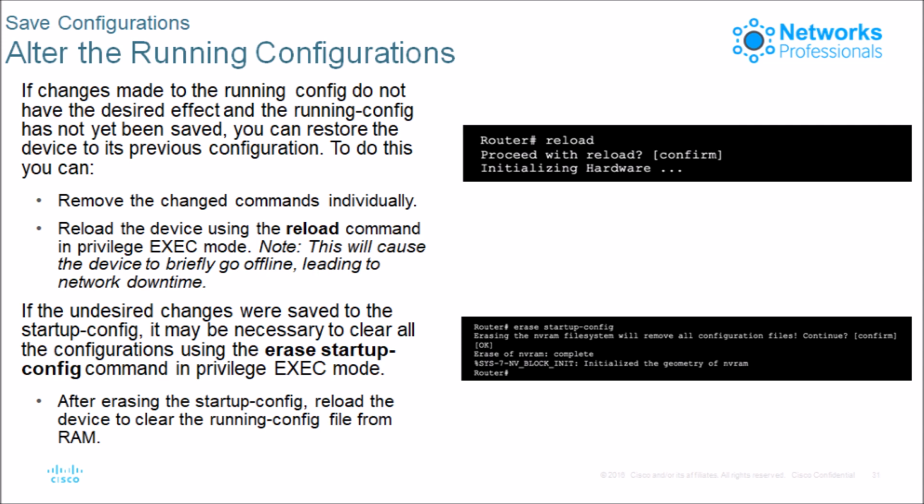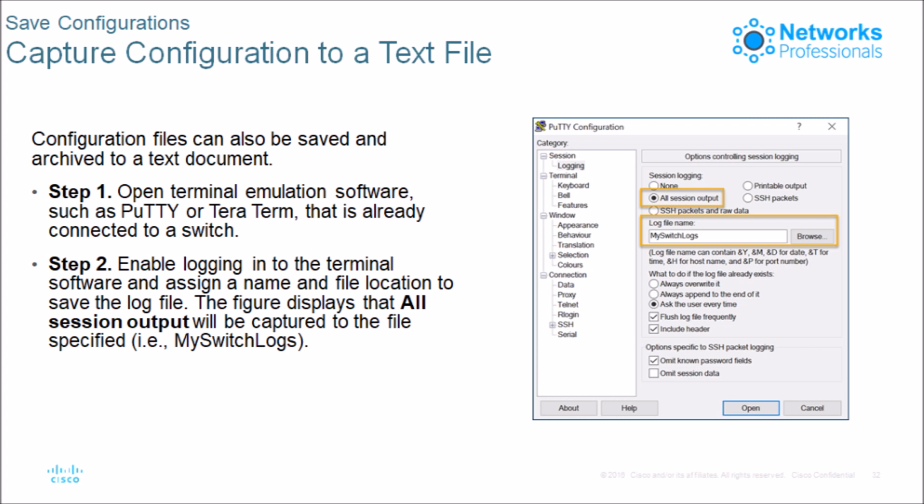Alternatively, if undesired changes were saved to the startup config, it may be necessary to clear all the configurations. This requires erasing the startup config and restarting the device. The startup config is removed by using the erase startup-config privileged exec mode command. After the command is issued, the switch prompts you for confirmation. Press enter to accept. After removing the startup config from NVRAM, reload the device to remove the current running config file from RAM. On reload, a switch loads the default startup config.